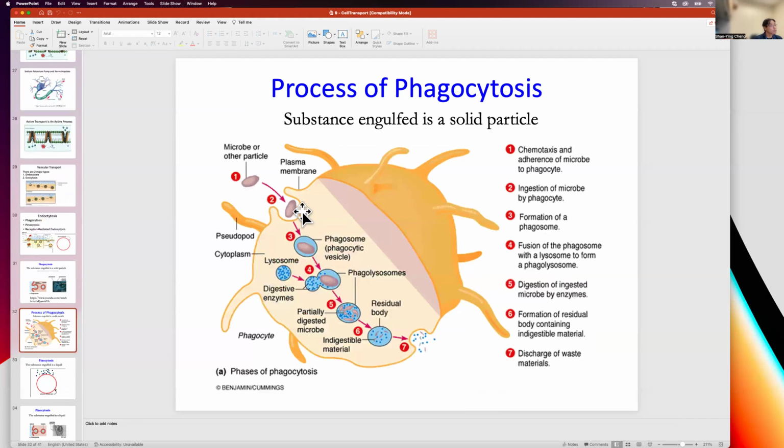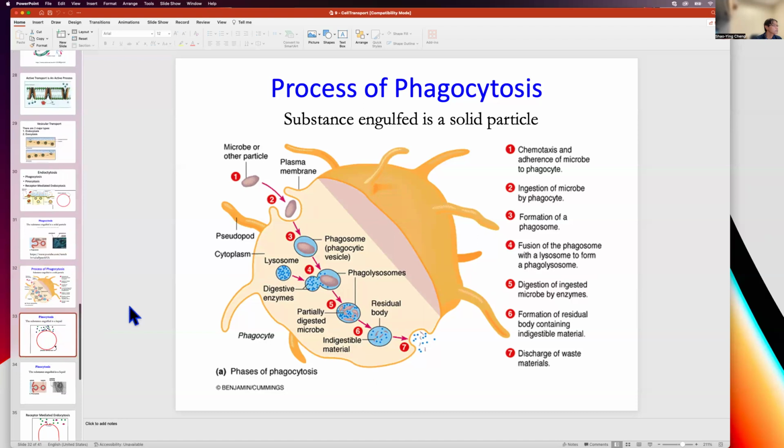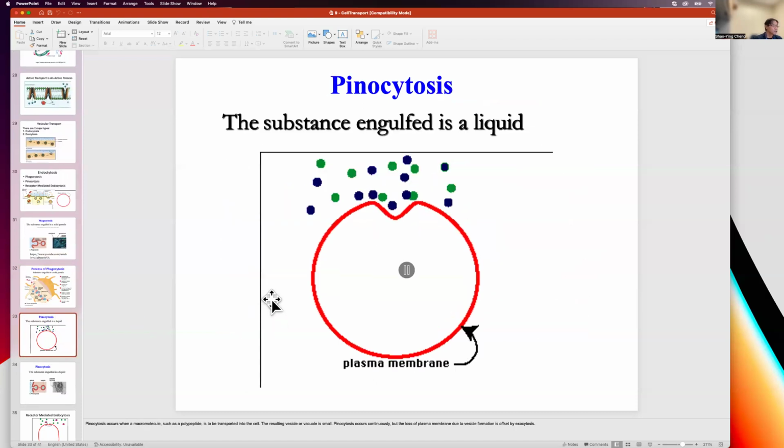So like this example, the white blood cells swallow the microbe or other particles, and once they swallow the bacteria, they can use the lysosome. That's the organelle like the stomach in our body. Inside you have digestive enzymes. You can digest those bacteria. So that's phagocytosis.